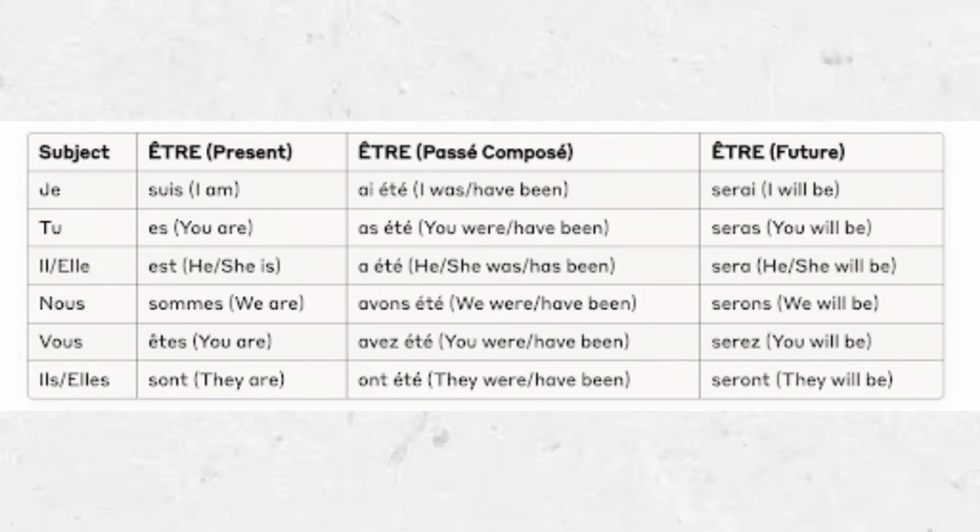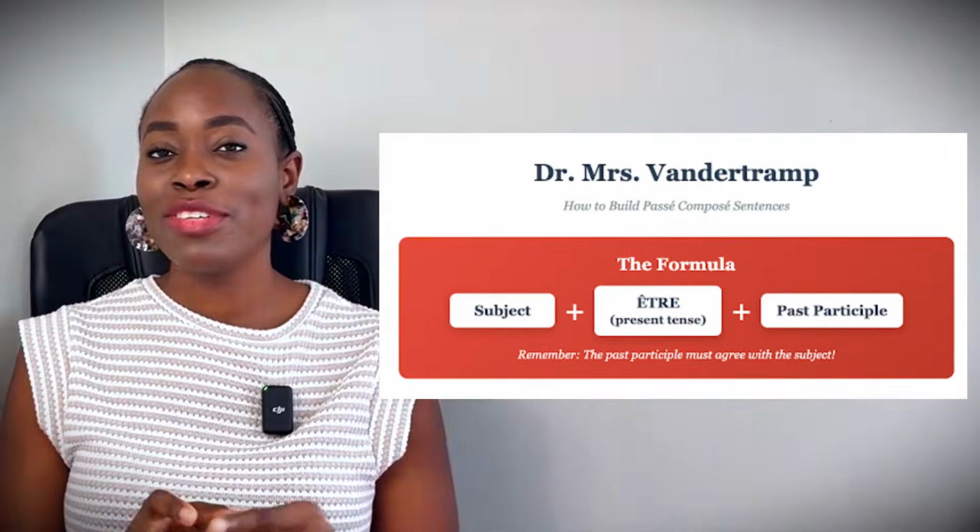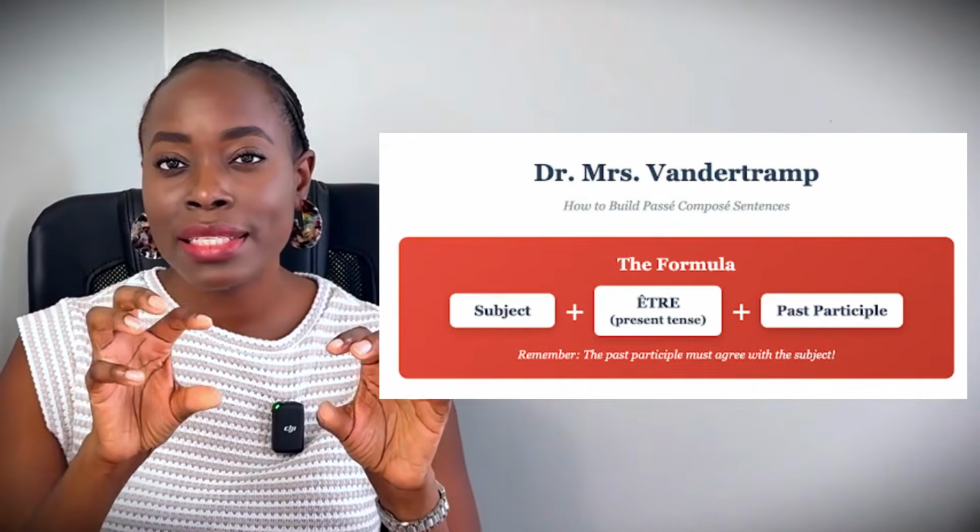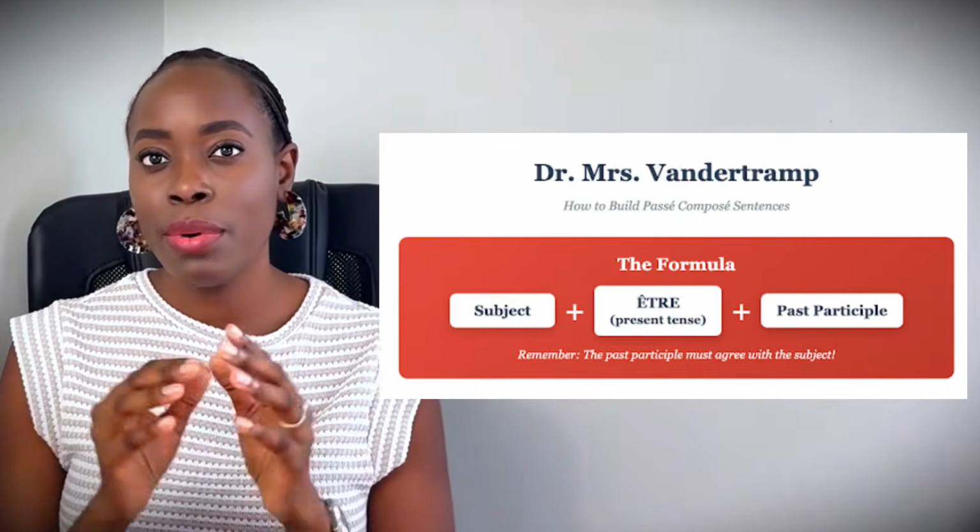Nous serons, vous serez, ils seront ou elles seront. Okay, so now you know how to conjugate être in the present tense, the past tense, and the future tense. Now, when we use Dr. Mrs. Vandertramp verbs in the passé composé, here's the formula. We have the subject plus être in the present tense plus the past participle.